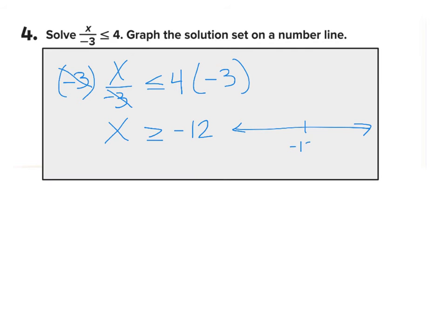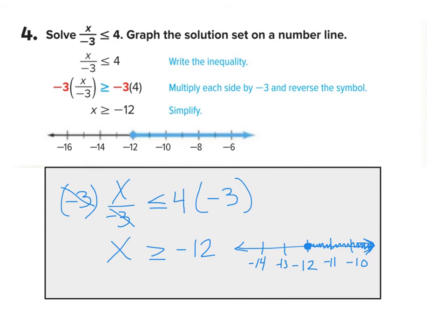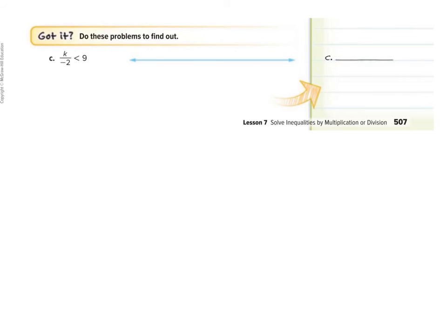Negative 12 here, and then I'll write negative 11, negative 10, negative 13, negative 14. And now this one gets filled in because it's greater than or equal to, and any number greater than negative 12 would be like negative 11 is greater than negative 12, and negative 10. So I'm going to go this direction. And that's my graph. So let's see if the book had the same thing I did. And they did. Let's try the got it problem.